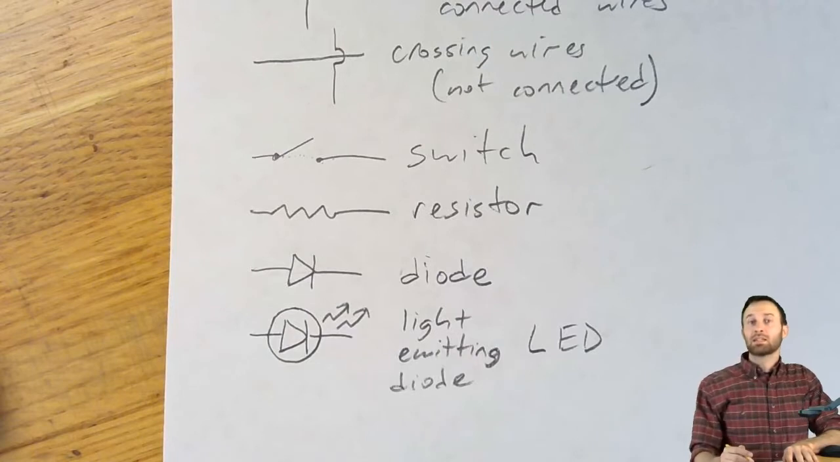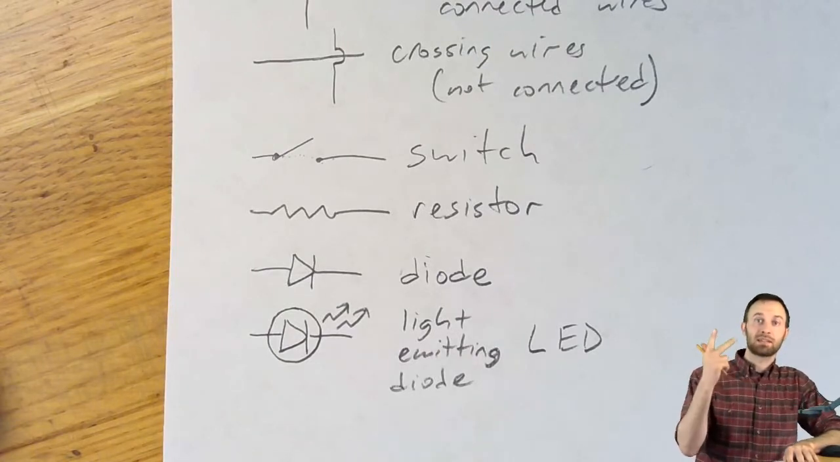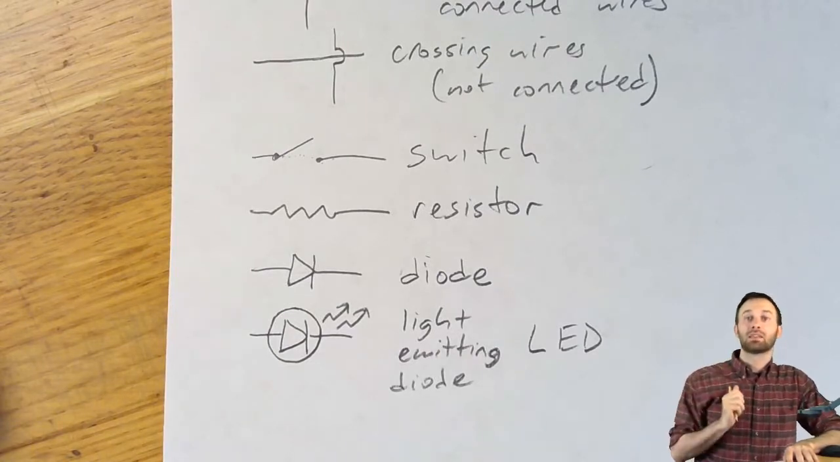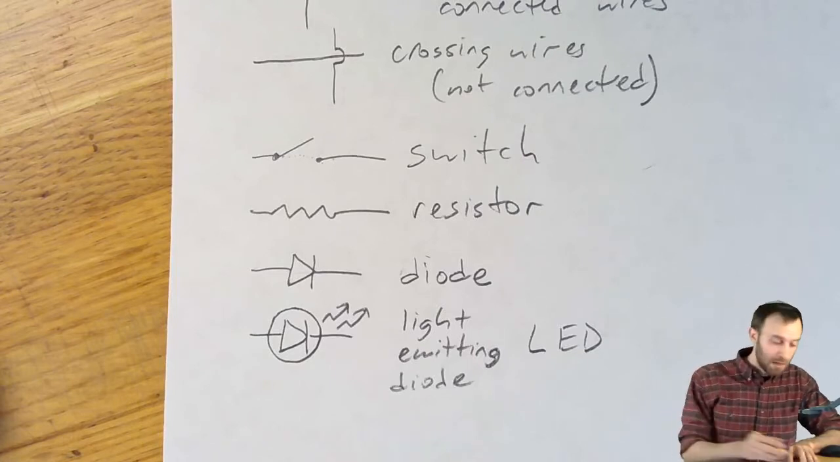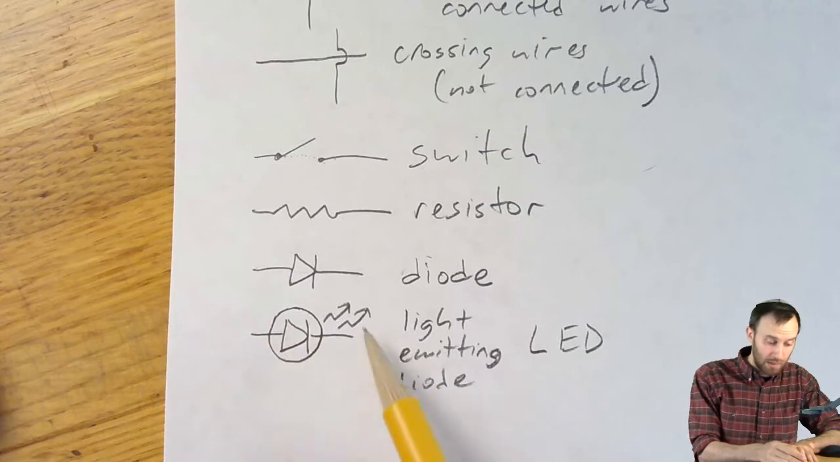We've already seen some LEDs on the Arduino board, the power light, the TX and the RX lights, and that little light that we made blink that's attached to pin 13. Those are all LEDs. In a schematic, they would look a lot like this.